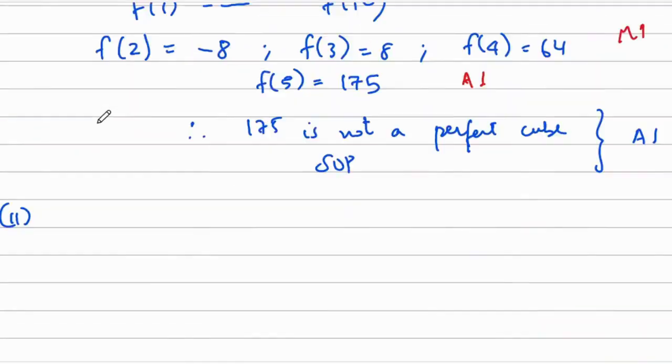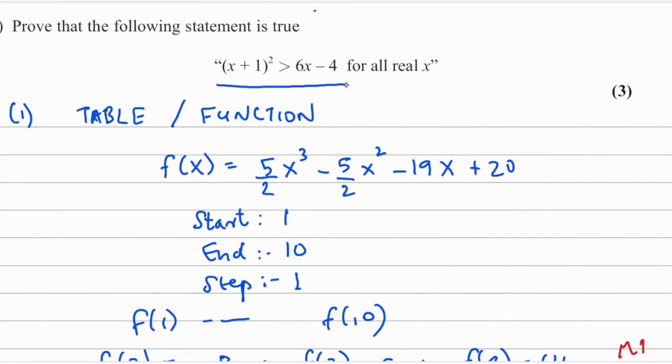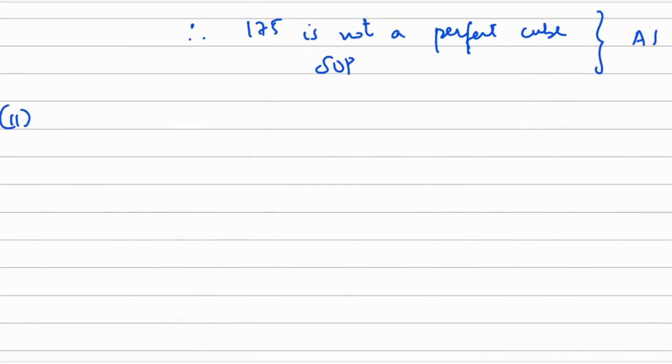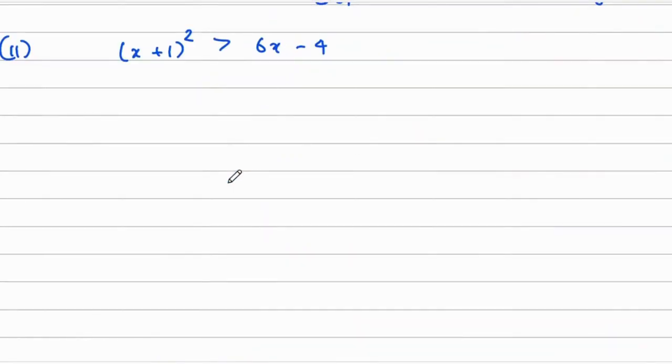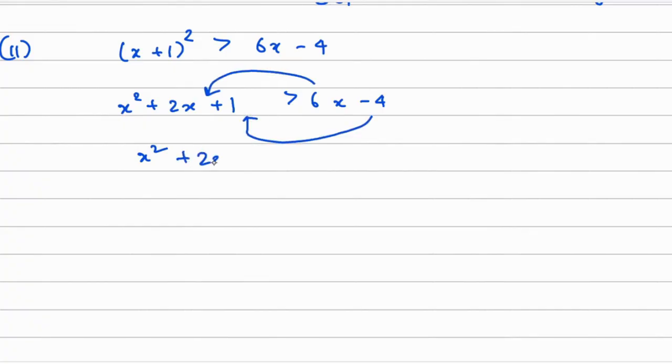So in the second question, we need to prove that this statement is true for all real x, that is x plus 1 the whole square is greater than 6x minus 4. So in all such questions, what you need to do is expand it, rearrange it, and try to bring about a perfect square. You will understand the reason for that shortly when we reach that step. So we expand it, we rearrange it. I bring the 6x over here and the -4 over here. So that is x square plus 2x minus 6x plus 1 plus 4 greater than 0. So I have x square minus 4x plus 5 is greater than 0.